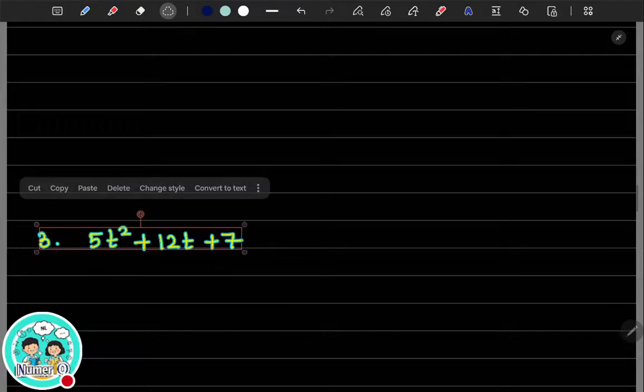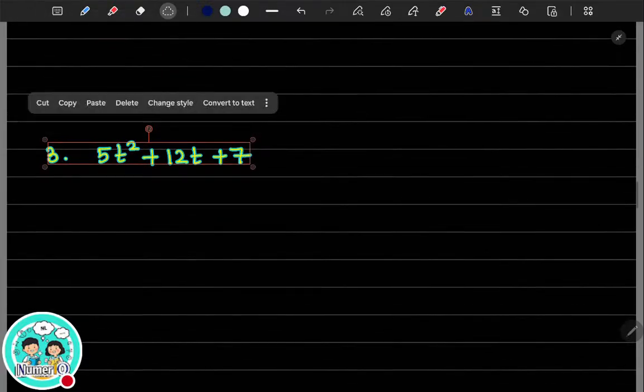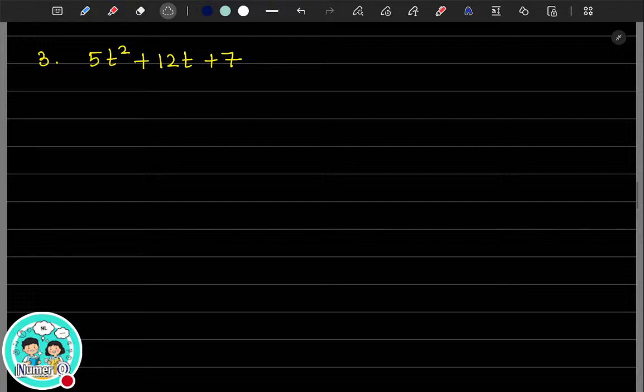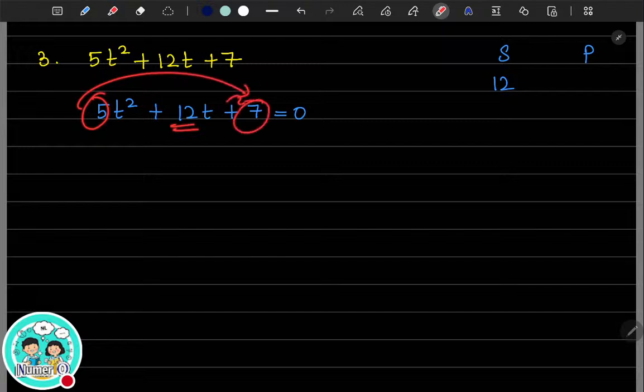So the next question is 5t square plus 12t plus 7. The very first thing that you have to do is let us equate it to 0, right? So 5t square plus 12t plus 7 is equal to 0. So to find the zeros, you have to equate the polynomial to 0 and get sum as well as the product. So sum is nothing but 12, which is the value of your b, and product is nothing but 5 multiplied by 7, a into c.